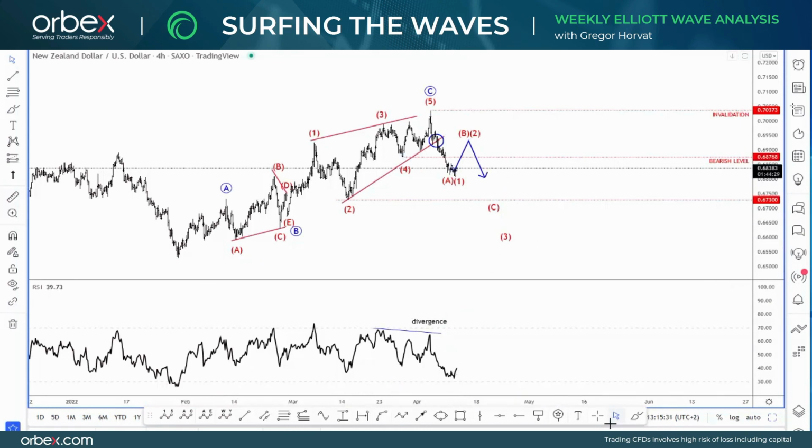Well, the first resistance is here at 68.76, and the next one should be around 69 level, around there. So as long as we are trading below these recent highs, I think that the New Zealand dollar could see more weakness.